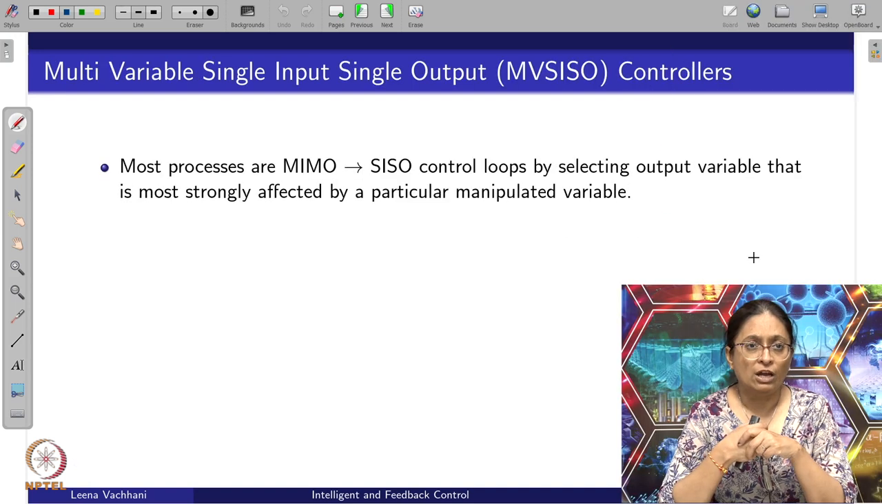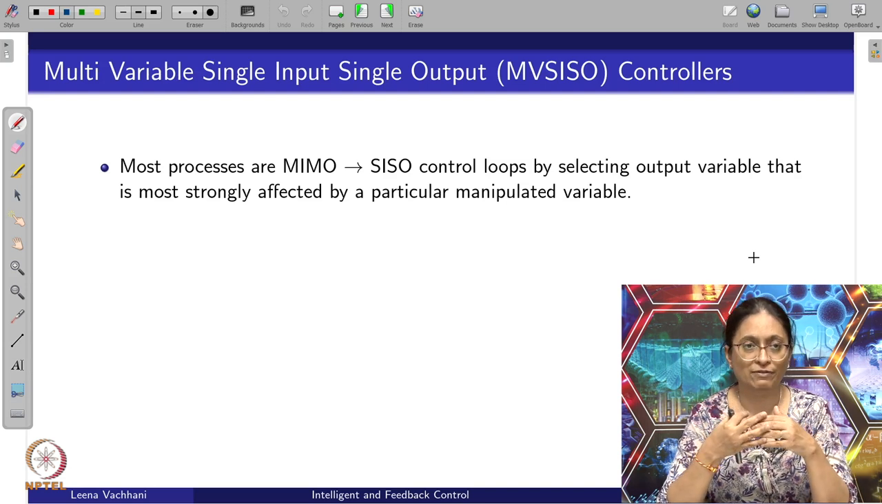All right. So now we want to consider the multivariable SISO controllers, as we have understood. At the same time, we have to understand that this selection of input to output is important, and therefore it will result in multiple SISO control loops, because now I'm going to have multiple systems. Each system will have its own control loop. So basically we will have to look at selecting an output variable that is getting affected by a particular manipulated variable, which is what the control structure selection problem is.